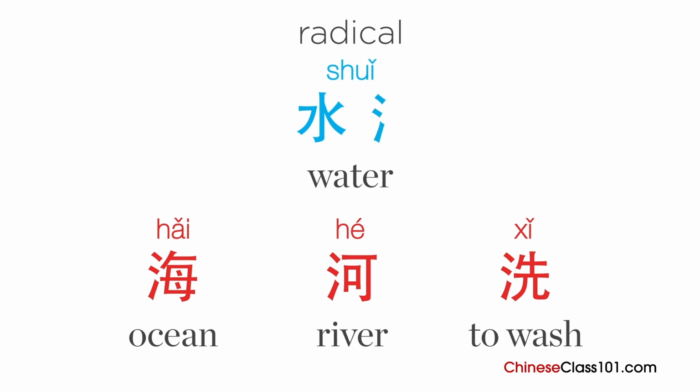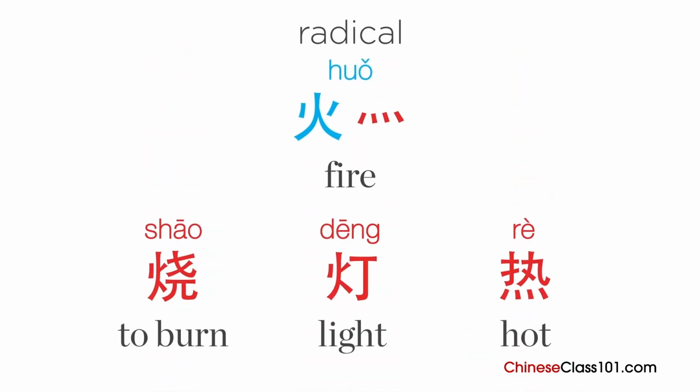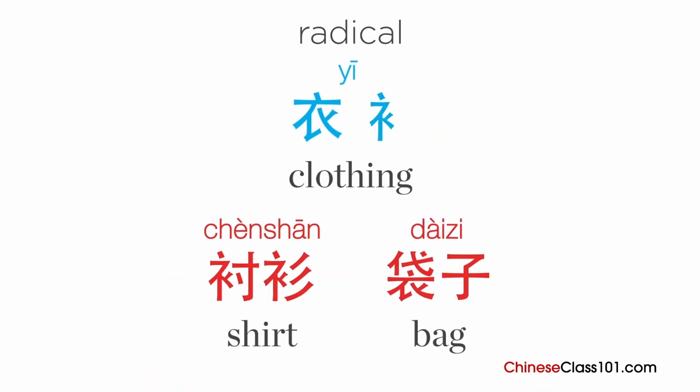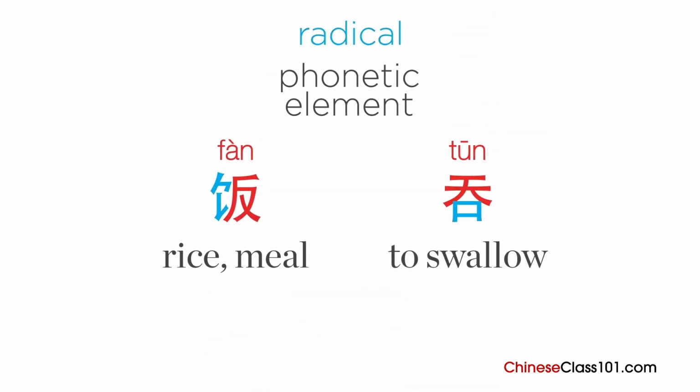水 or its variation means water, 海, ocean, 河, river, 洗, to wash. 火 or its variation means fire. For example, 烧, to burn, 灯, light, 热, hot. 衣 or its variation means clothing, 衬衫 shirt, 袋子 bag. Most radicals are at the left or bottom of a character. By identifying radicals, it should be much easier to decode the meaning of new characters. For the phonetic elements, it takes time and effort to memorize their pronunciations. The more you study them, the easier it will be.